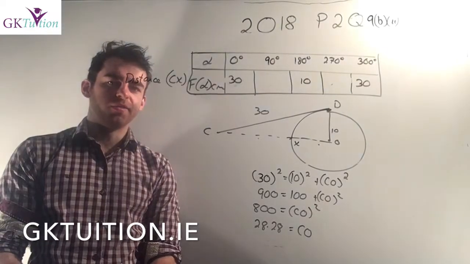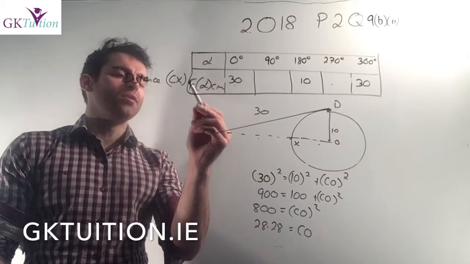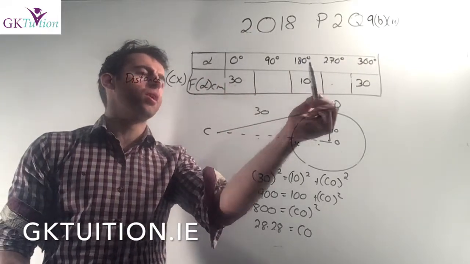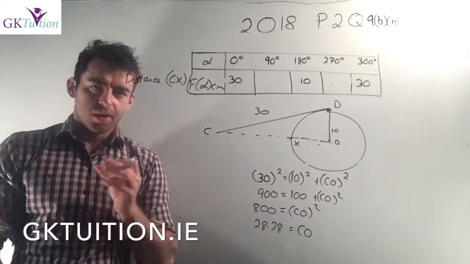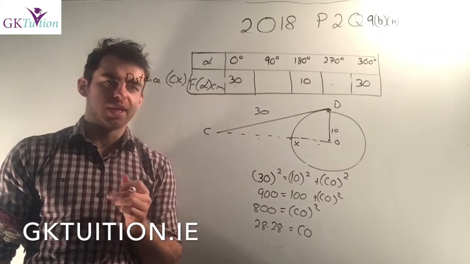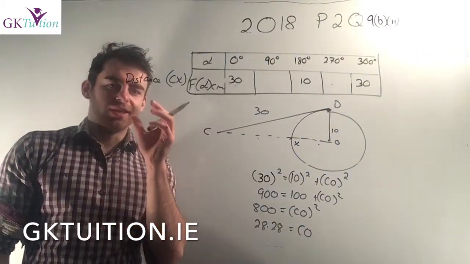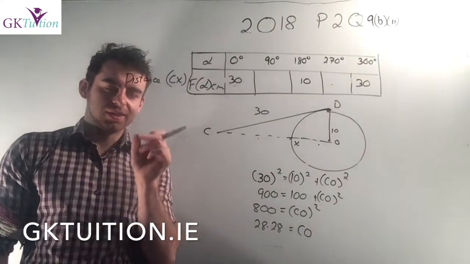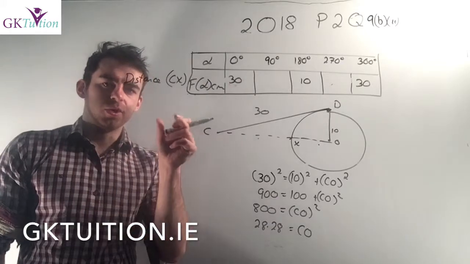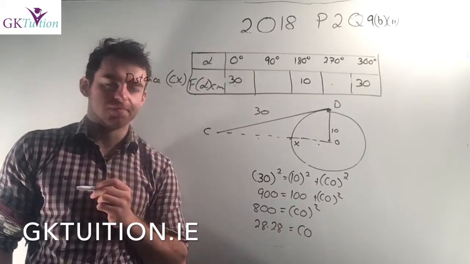Okay, in B part 2 of this question, we're now given this table. And we need to fill in the values of f of alpha for the angles 0, 90, 180, 270, and 360. Now in a question like this, it's really important that you're clear on what the function represents. They told me at the start of B that f of alpha is the distance Cx. The distance Cx is a function of the angle alpha. In other words, Cx varies depending on what the angle alpha is.